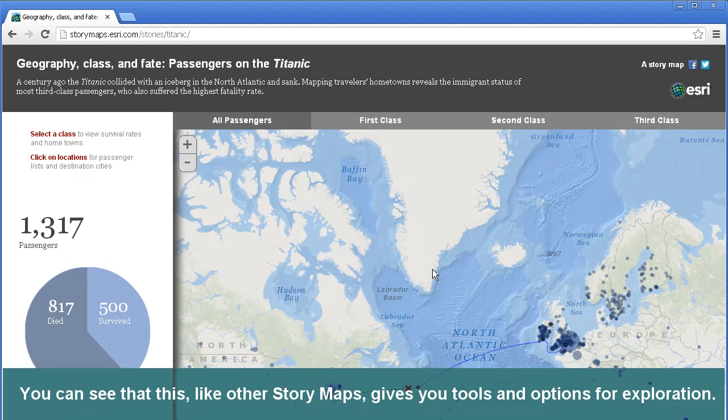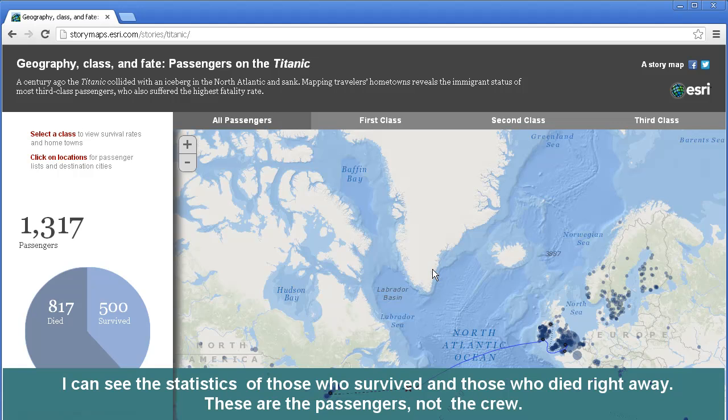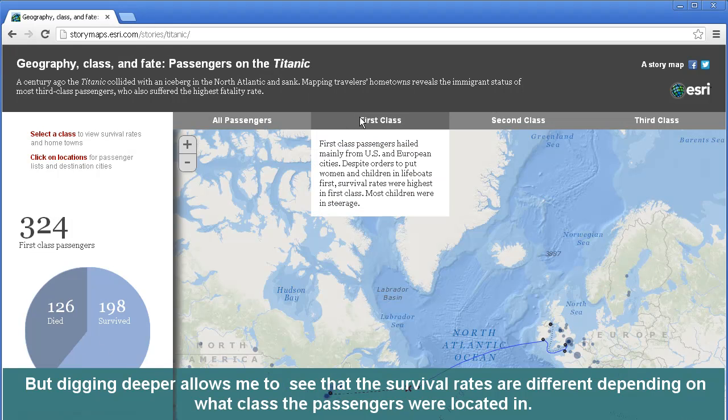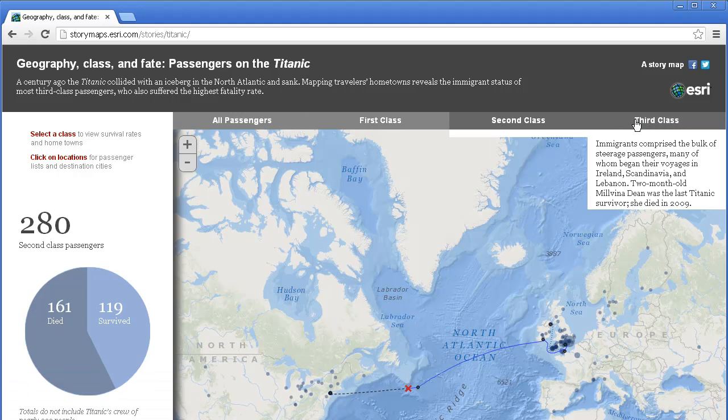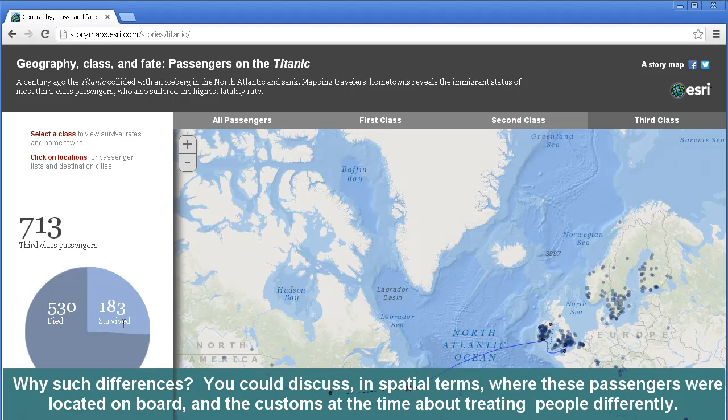You can see that this, like other story maps, gives you tools and options for exploration. I can see the statistics of those who survived and those who died right away. These are the passengers, not the crew. But digging deeper allows me to see that the survival rates are different depending on what class the passengers were located in. See, as I click on first class, second class, and third class, the graph over here on the left changes. Why such differences?